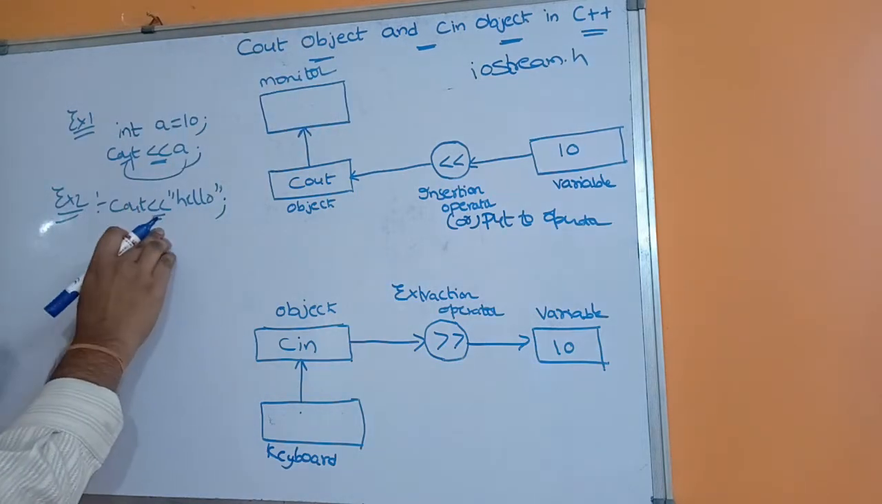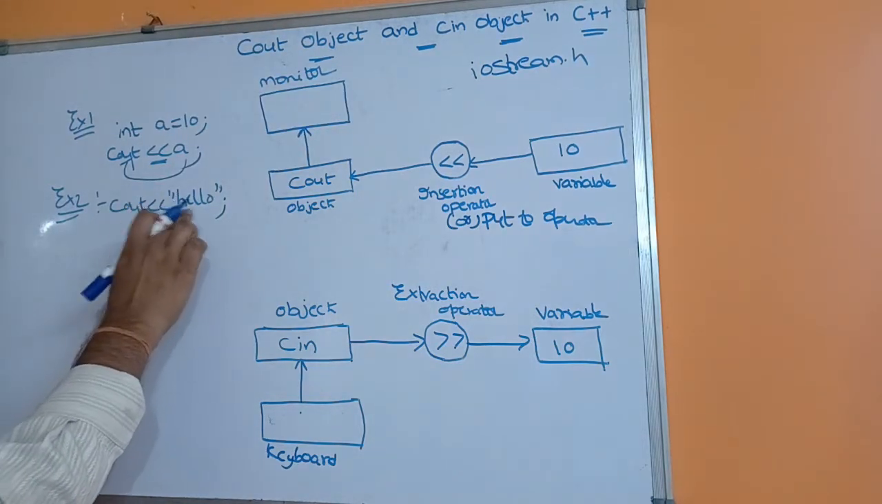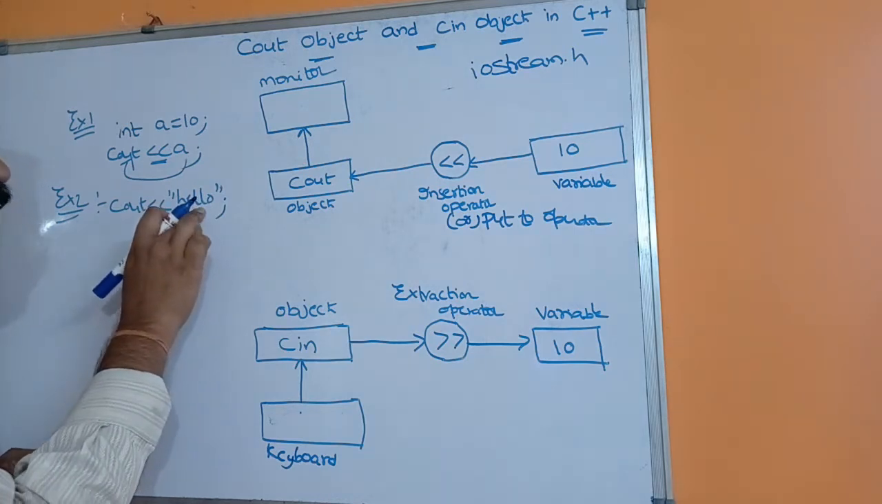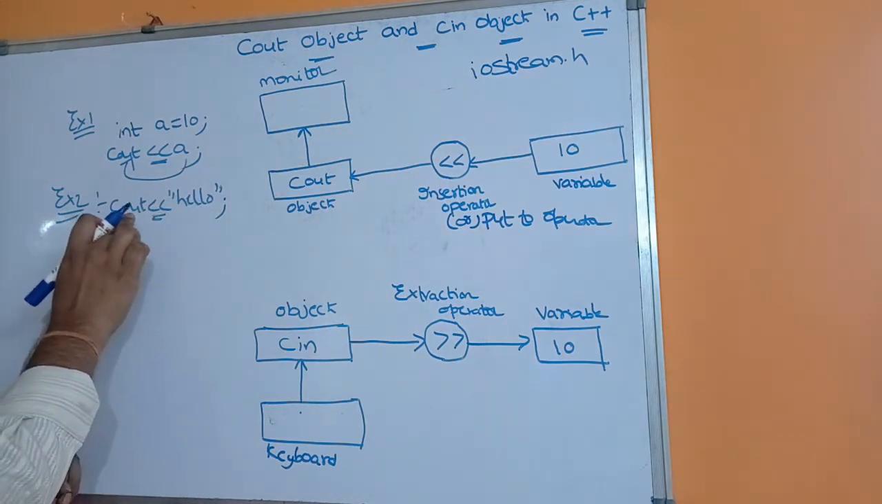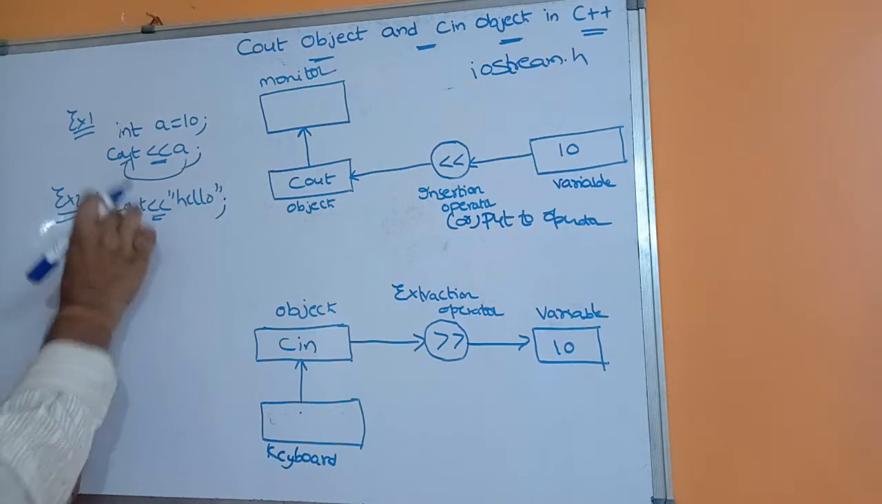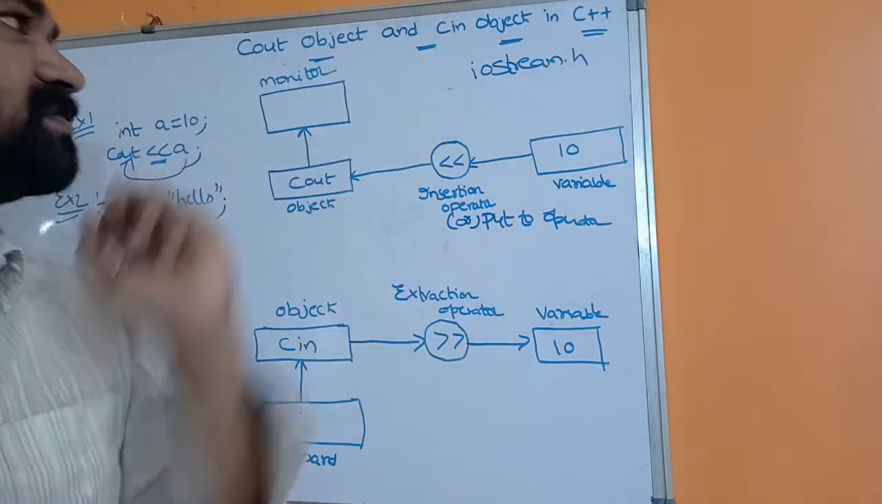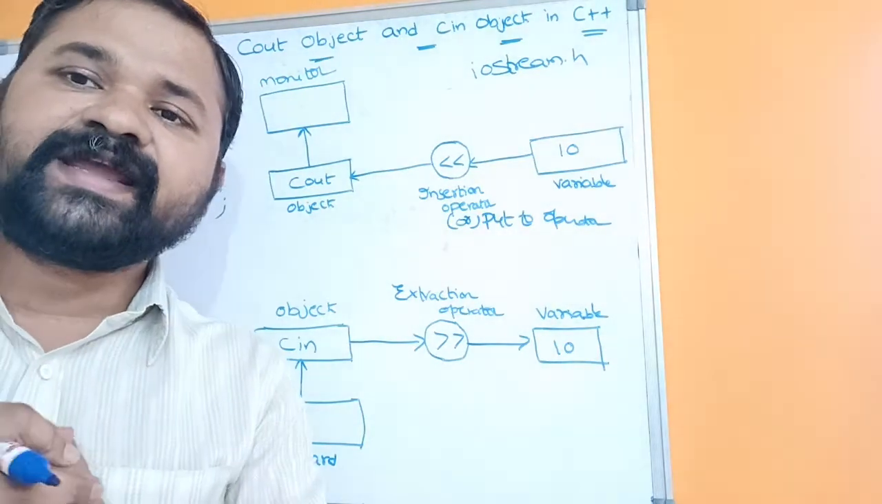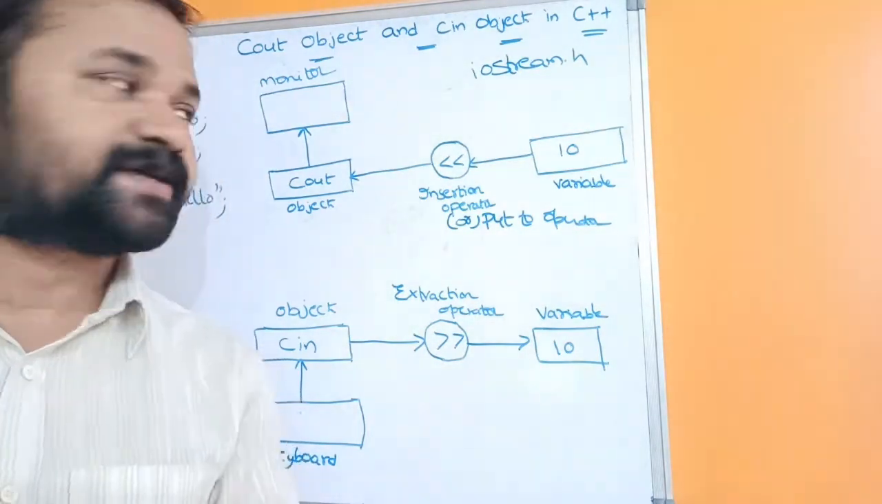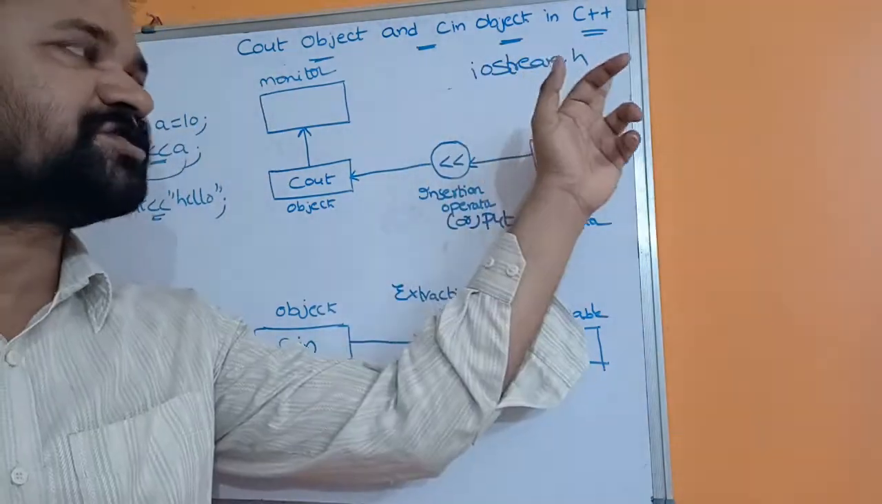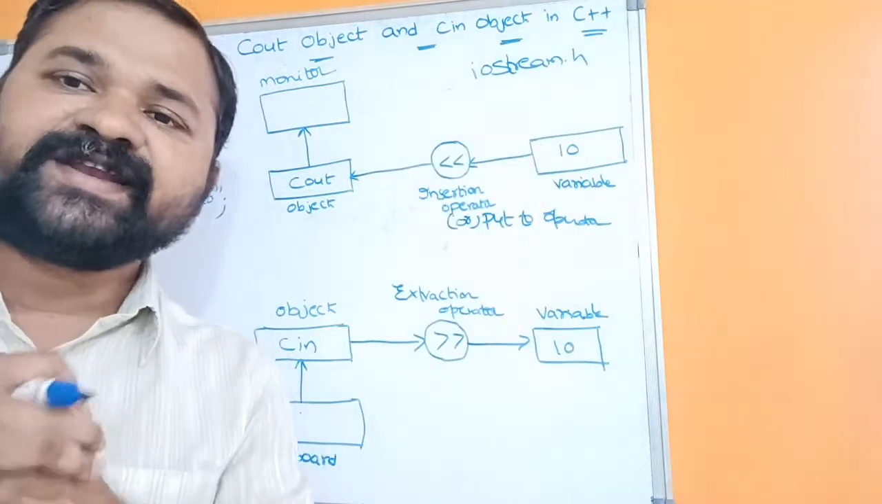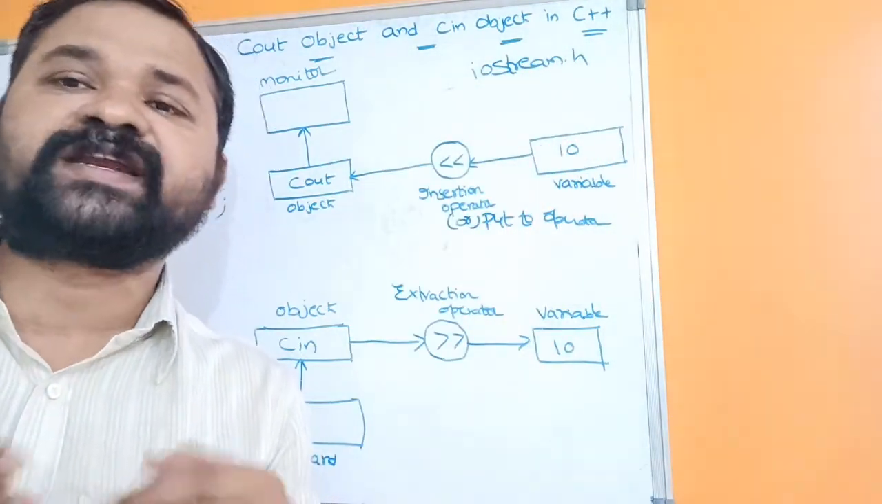If you take this example, then the insertion operator inserts the content hello into the cout object. So the cout object displays the hello message on the monitor. Now let's see about the cin object in C++. Cin is a predefined object which is available in iostream.h. Cin object represents the input stream.